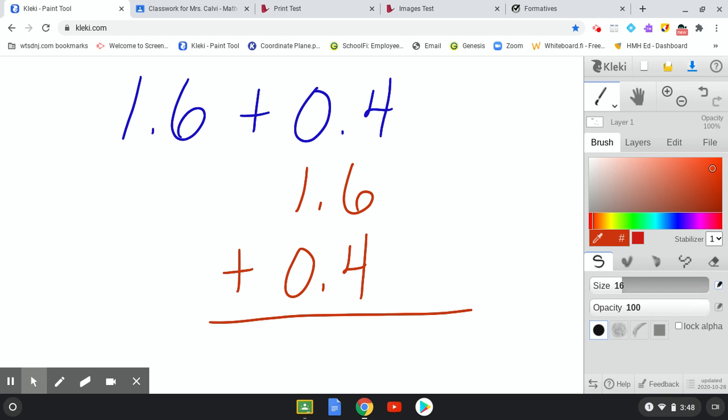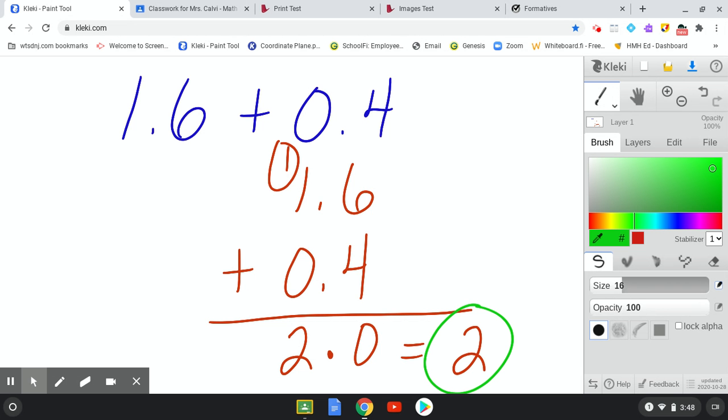So we are going to add 6 plus 4 is 10, drop down our decimal, 1 plus 1 is 2, 2 plus 0 is 2, so I end up getting 2.0, or this is the same as just 2. Okay, you don't actually need the decimal and the 0 here. Your final answer would be 2. All right, let's try another one.